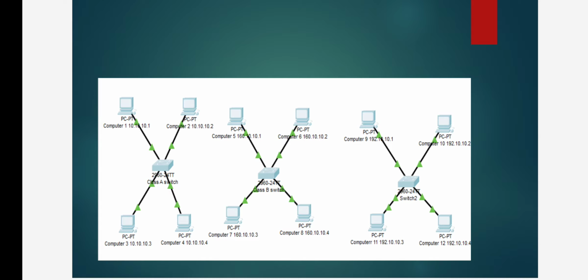In Class A, we have an IP address that starts with the network of 10 and the host part of .0.0.0. And in Class B, we have 160.10.0.0. And in Class C, we have the network part of 192.10.10 and the host part .0.